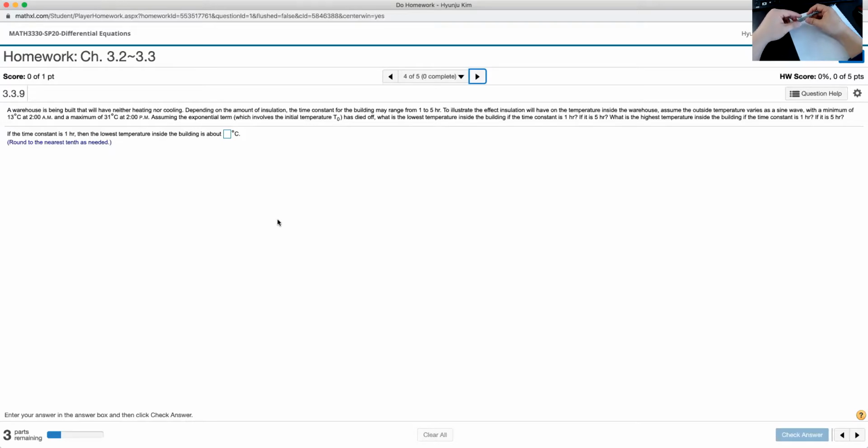Assuming the exponential term, which involved the initial temperature T0, has died off, what is the lowest temperature inside the building if the time constant is 1 hour, and then if it is 5 hours? And what is the highest temperature inside the building if the time constant is 1 hour and if it is 5 hours? So first we need to start from the differential equation governed by Newton's law of heating and cooling.